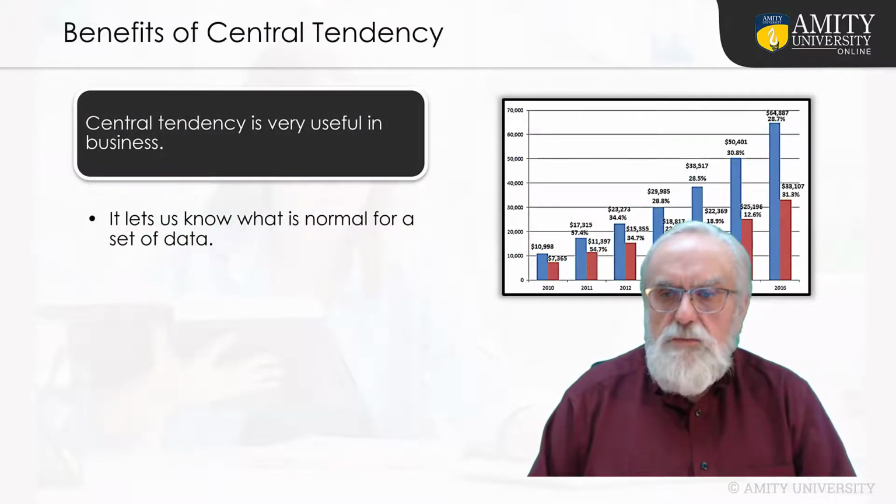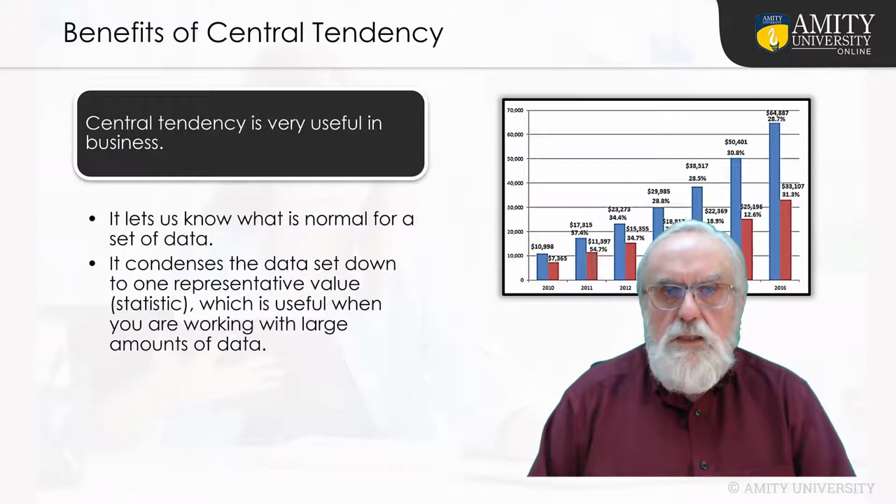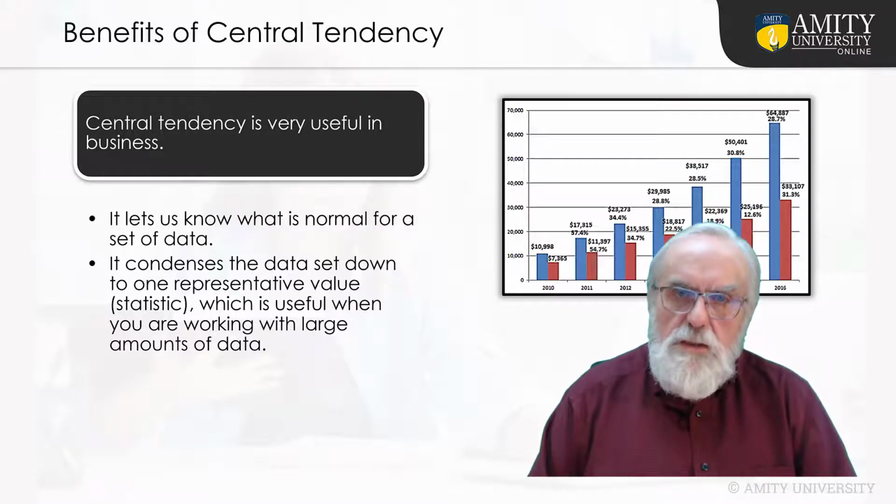Central tendency is useful in business. It lets us know what's normal or average for a set of data. It also condenses the data set down to one representative value, which is useful when comparing large amounts of data. Could you imagine how difficult it would be to describe the central location of a 1,000-item data set if you had to analyze each number individually?